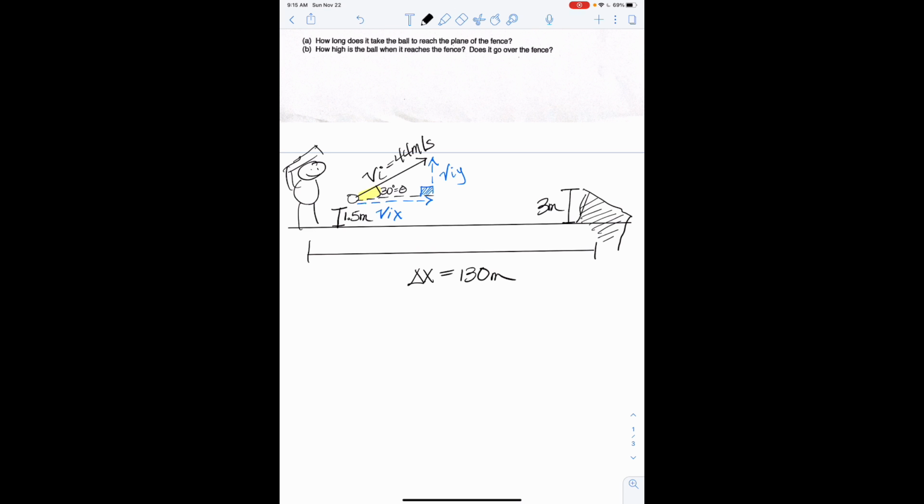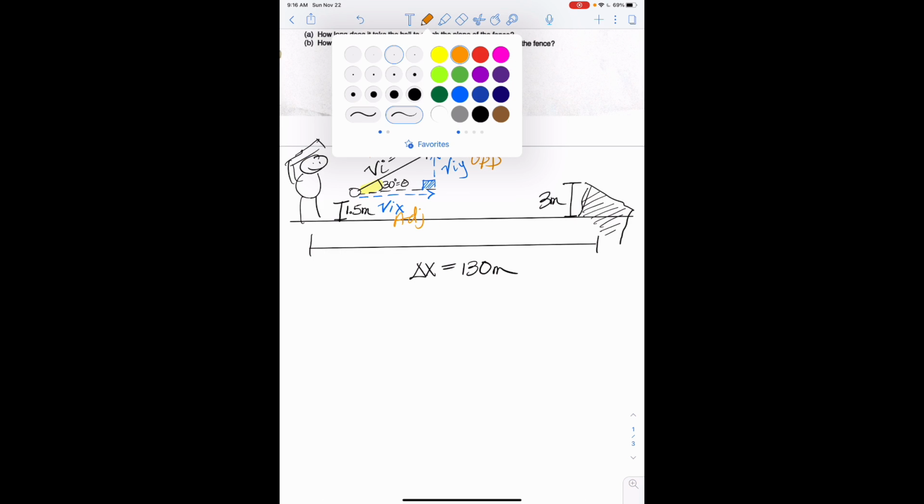All right. So here, one thing we can do to get this problem started is label our right triangle. Across from 90 is our hypotenuse. Across from theta is our opposite. Next to theta is our adjacent. And now we can go ahead and solve using some SOHCAHTOA.